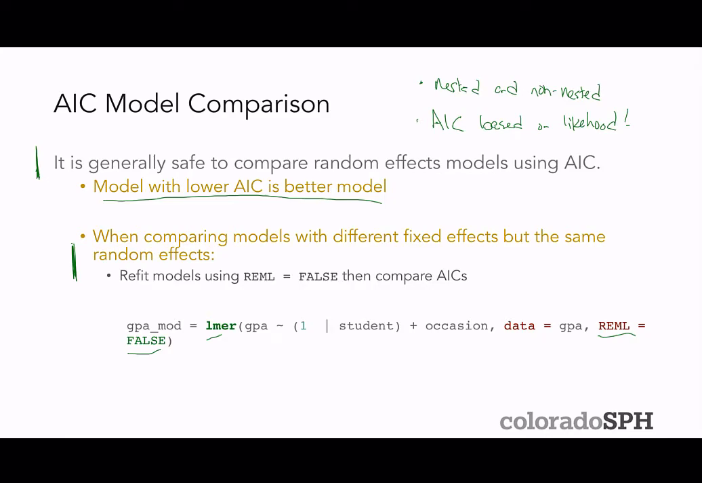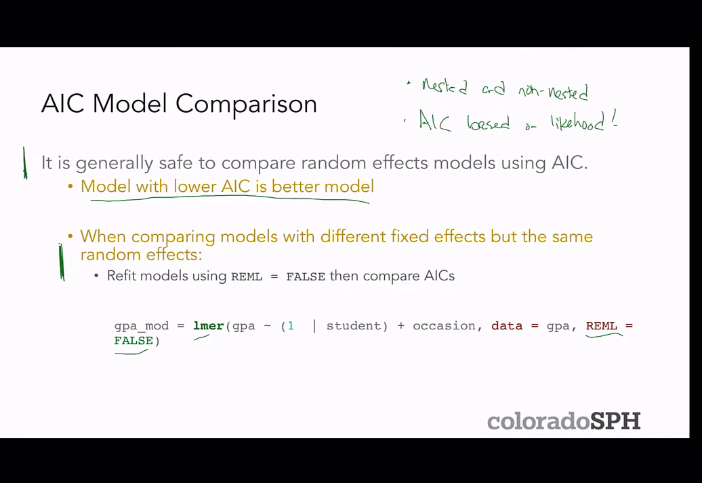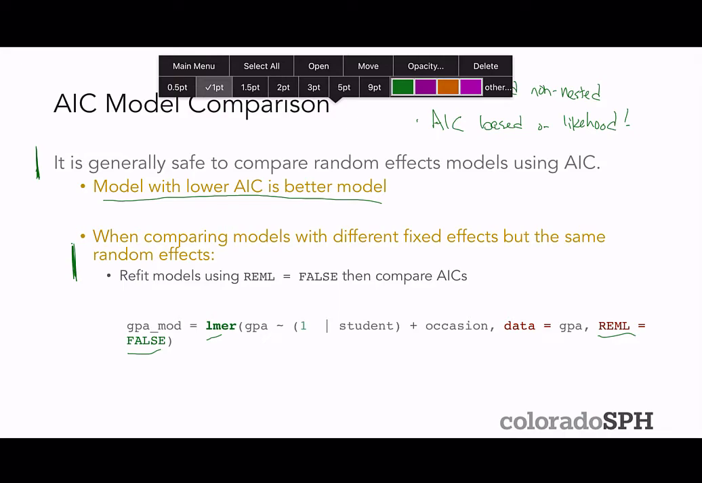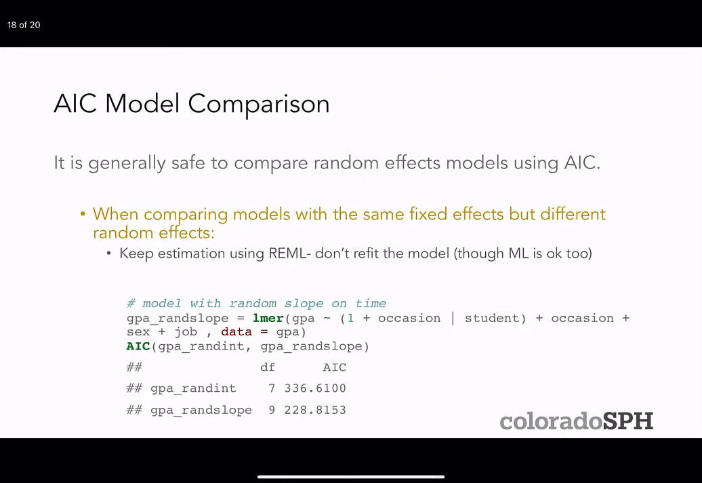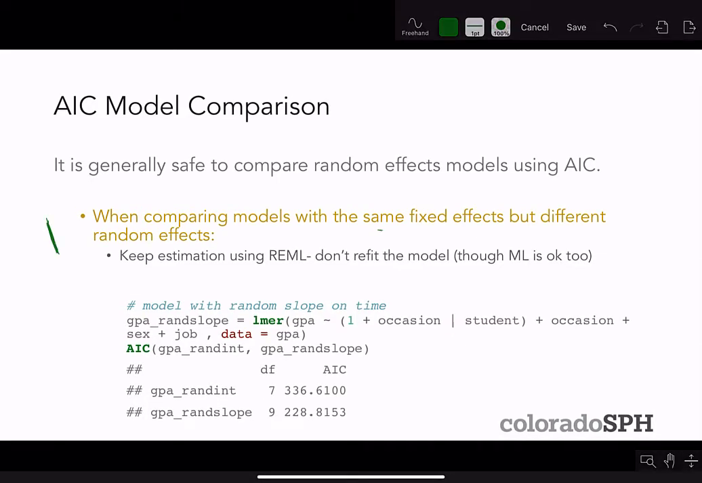Sorry, I want to clarify something for a second here. You need to refit using maximum likelihood if you're comparing models with different fixed effects but the same random effects. However, if you're comparing models with the same fixed effects but different random effects, say one has a random slope and one has a random intercept, then they can be calculated using restricted maximum likelihood or maximum likelihood. It doesn't matter as much in this context.